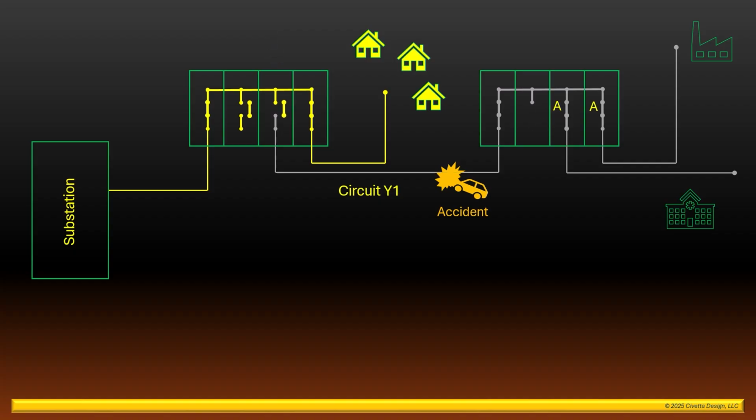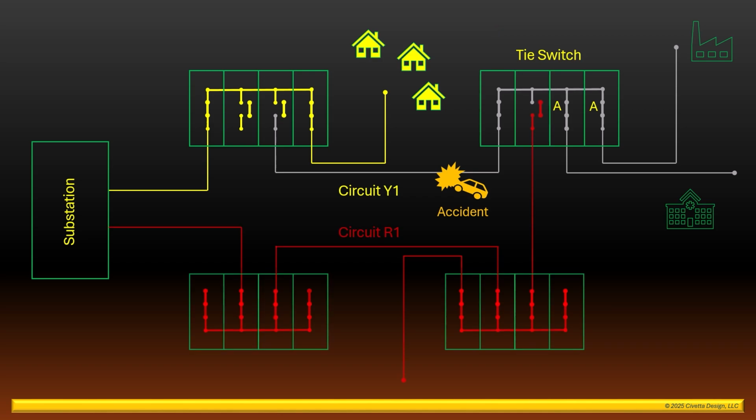A switch becomes a tie switch when it contains two separate power sources from two separate circuits. The switch on the right is usually powered by circuit Y1 connected to the first switchway, which is currently de-energized due to the accident. The tie switch, however, has a second power source provided by the circuit in red. We'll call this R1. R1 is connected to the second switchway.